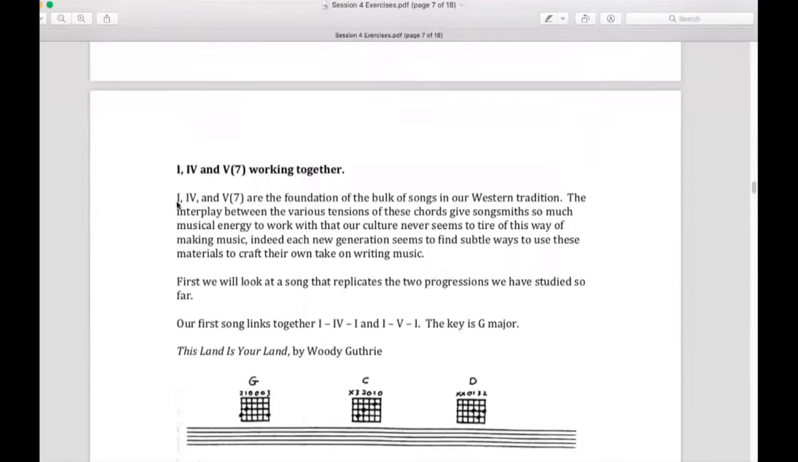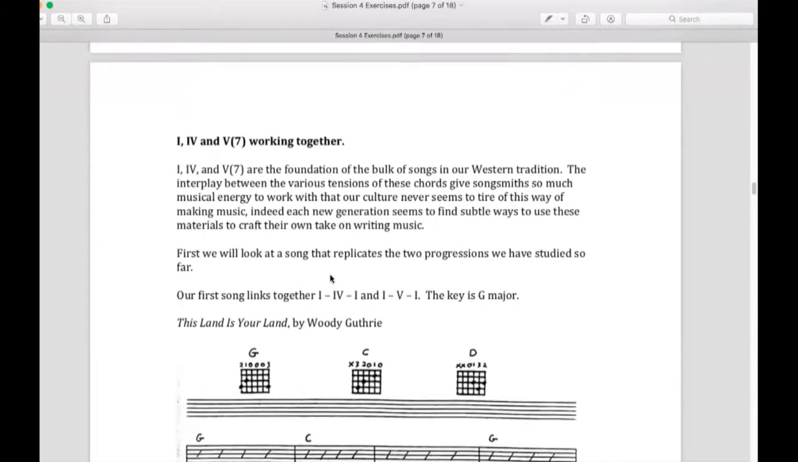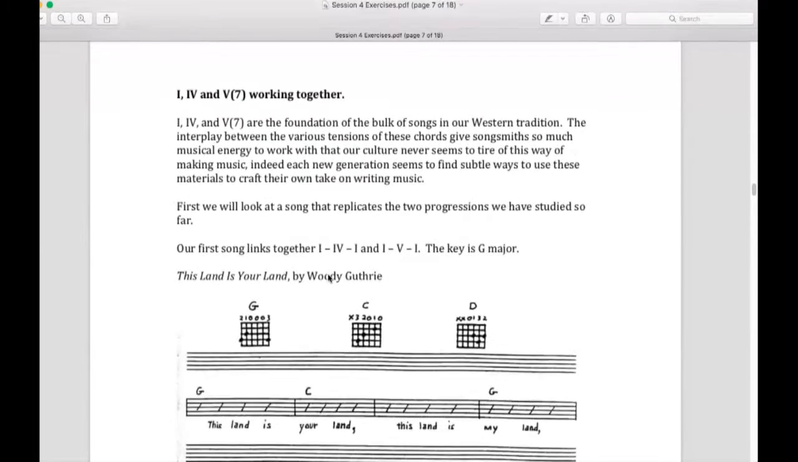So here I say 1, 4, and 5 or 5, 7 are the foundation of the bulk of songs in our Western tradition. The interplay between the various tensions of these chords gives songsmiths so much musical energy to work with that our culture never seems to tire of this way of music making. Indeed, each new generation seems to find subtle ways to use these 3 chords, these materials, to craft their own take on writing music. So first, we're going to look at a song that replicates the 2 progressions we have studied so far. Our first song links together 1, 4, 1, and 1, 5, 1.